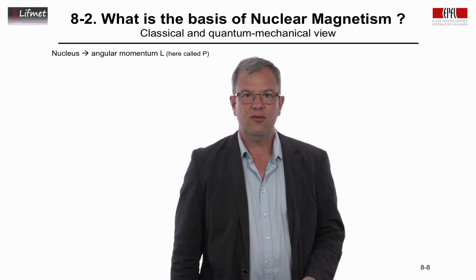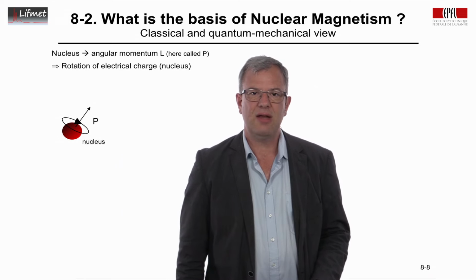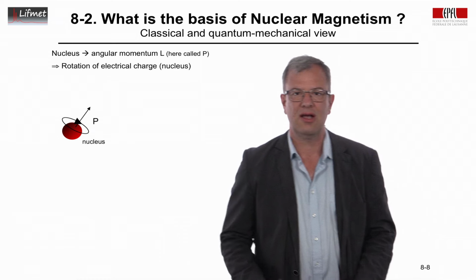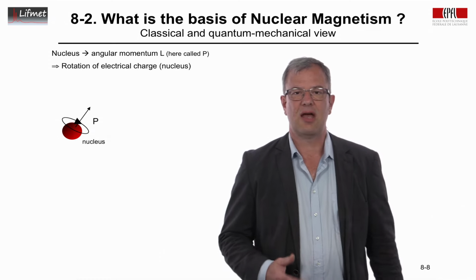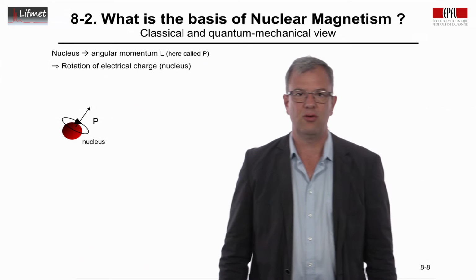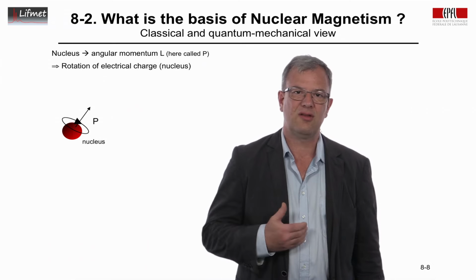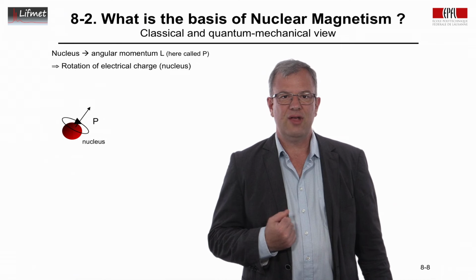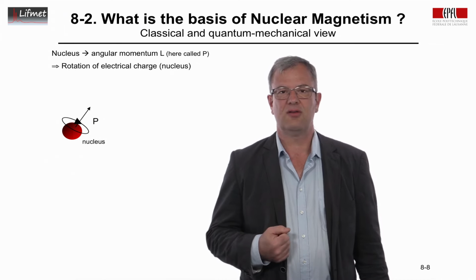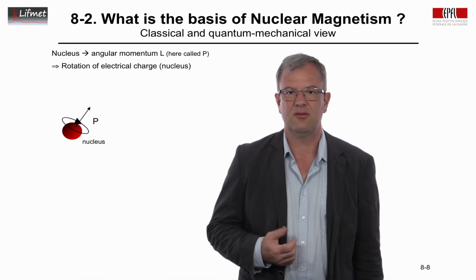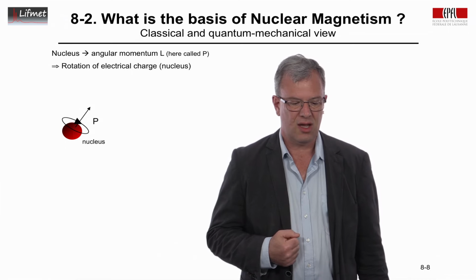So we can envisage we have the nucleus here, and the nucleus has an angular momentum. Now, classically we associate with an angular momentum a rotating motion, and we'll stick with the classical view because this gives us an intuitive feeling where the magnetism comes from. So if the nucleus is rotating, since the nucleus is positively charged, there is a rotation of the electrical charge. You can imagine this is like the Earth, it's positively charged, it's rotating, so at the equator the charge is moving, and moving charge implies a current.